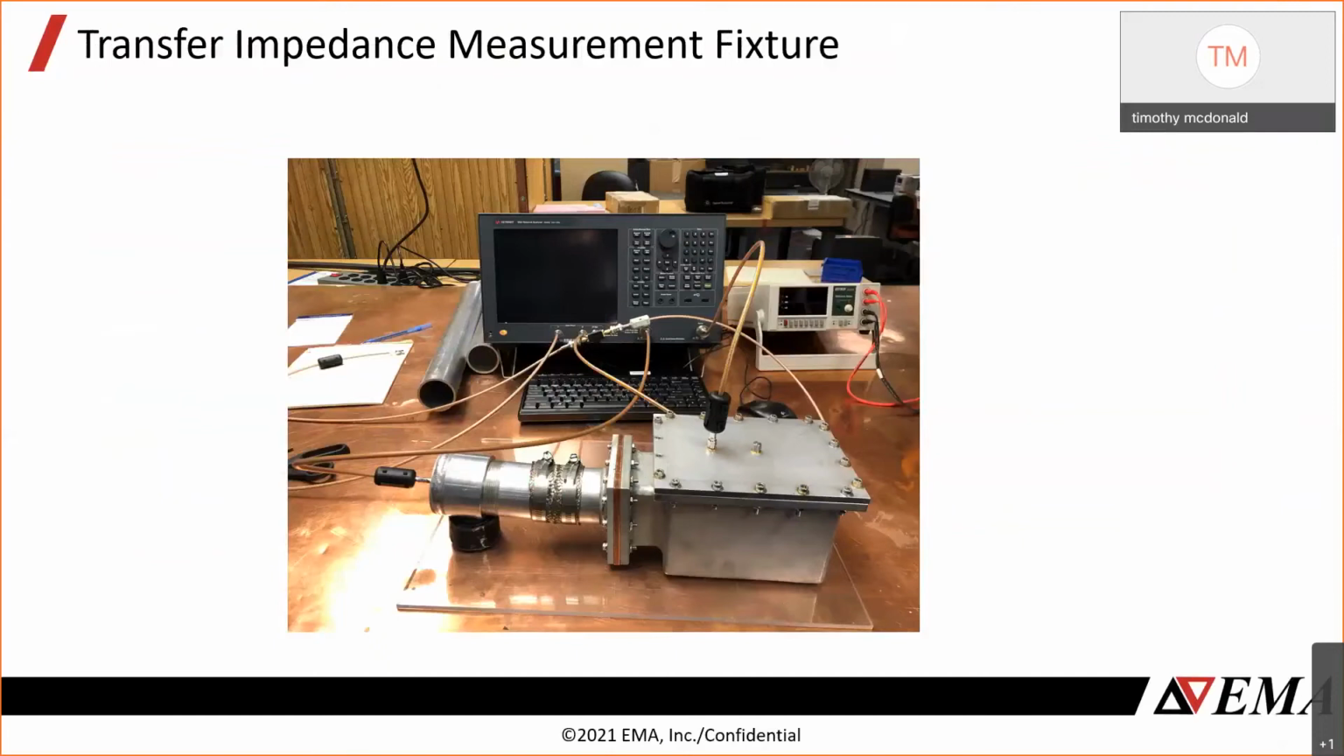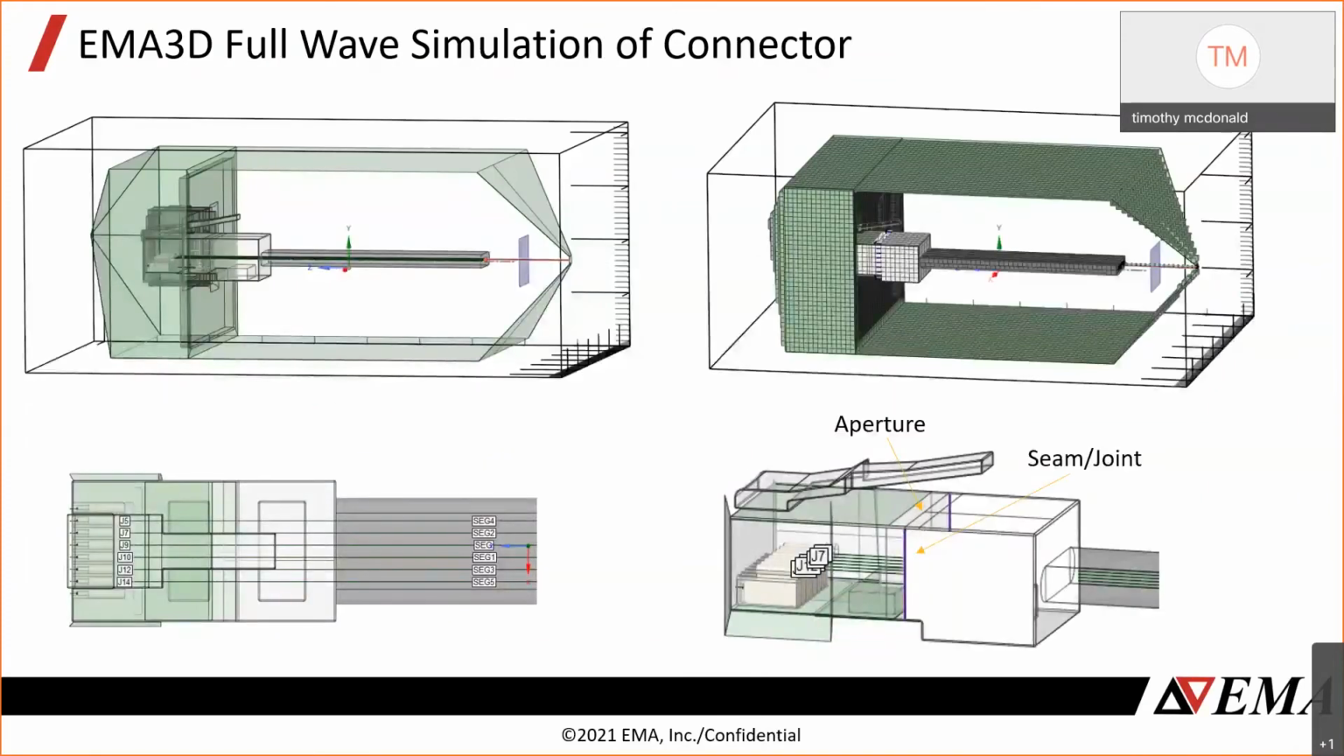And then this just shows the overall fixture. Because we're only measuring the connector and not the overall transmission line, it's much shorter. This transfer impedance fixture gets longer for looking at the overall cable shield and not just the connector. We performed a 3D full wave simulation in EMA3D of the connector itself. So again, it's partially metallized, and only where it's purple is there a seam joint where it's about 100 milliohm.